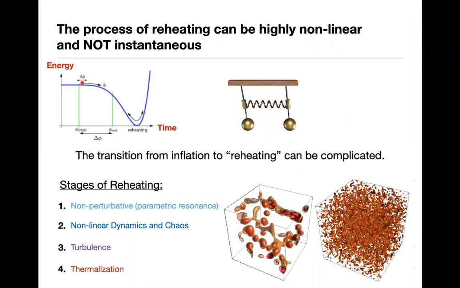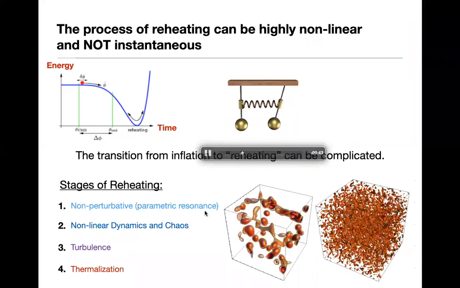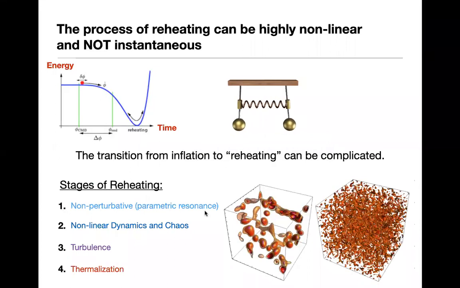That process is actually very complicated, which some people have known for a while, but I don't think this is that popular. So when you have those oscillations, they can be highly nonlinear. You can have a period of non-perturbative parametric resonance. What does that mean? It means that, for example, let's say the particles you're decaying into are bosons. You can have a condensate that forms. If they're bosons, the statistics are important. So there can be a collective channel, so the energy goes in quicker than you might have expected. So that's what we call parametric resonance.